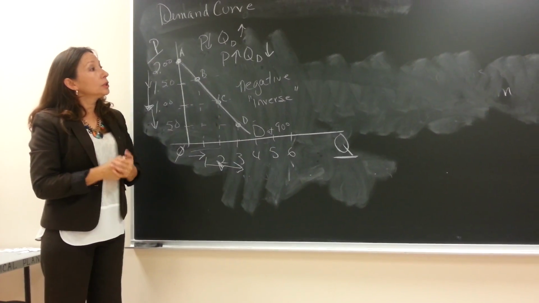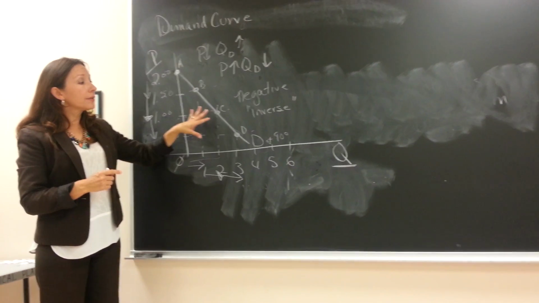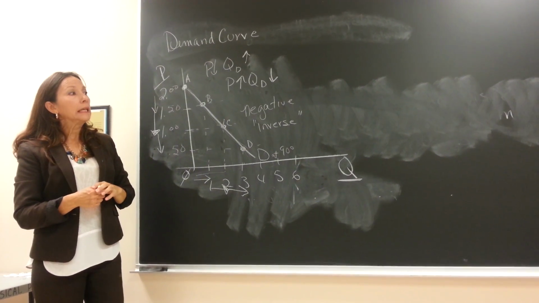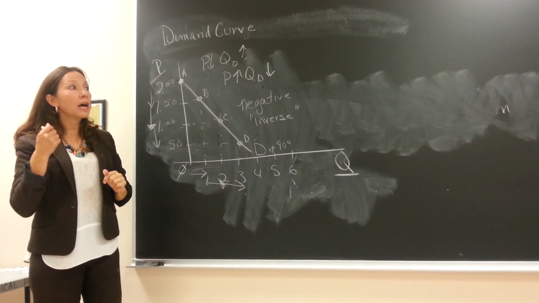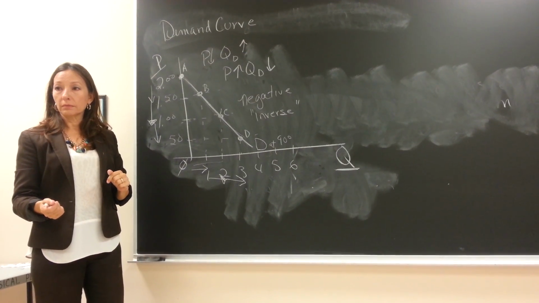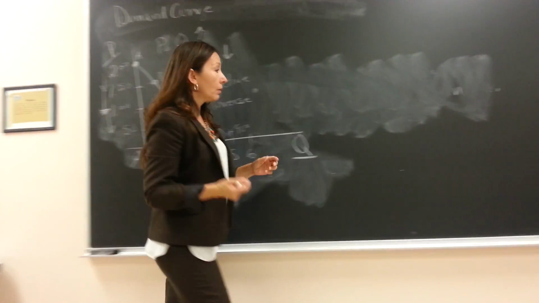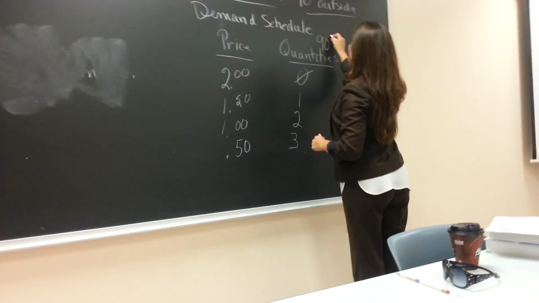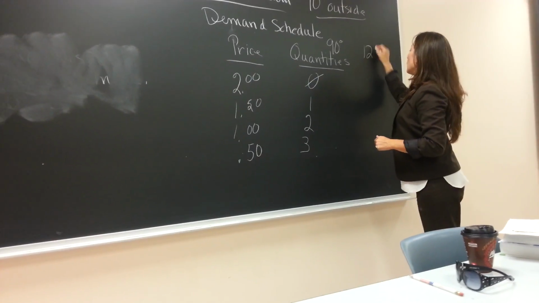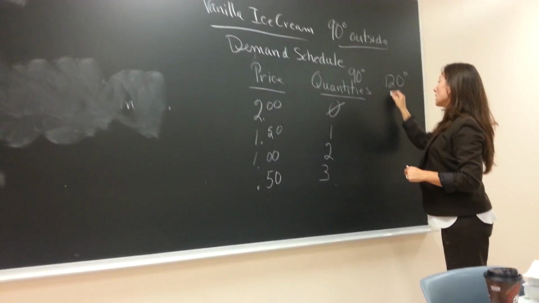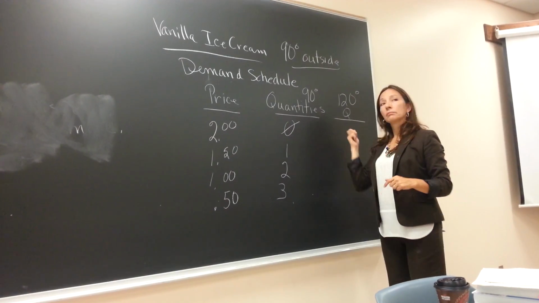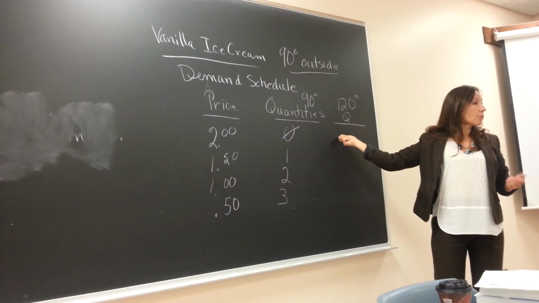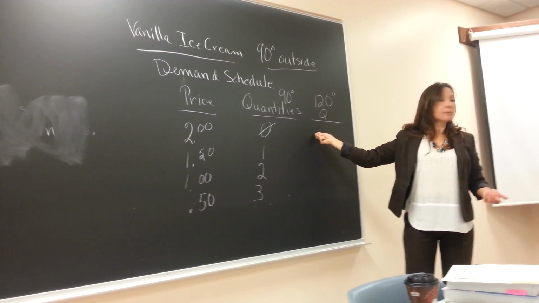All right. So we have two key assumptions that govern this demand curve. Vanilla ice cream and 90 degrees outside. Let's say the temperature goes up to 120 degrees. Okay? So now, at 120 degrees, this is our demand curve at 90 degrees. What would happen at 120 degrees? People would spend more. At $2, would more people be willing to buy ice cream?